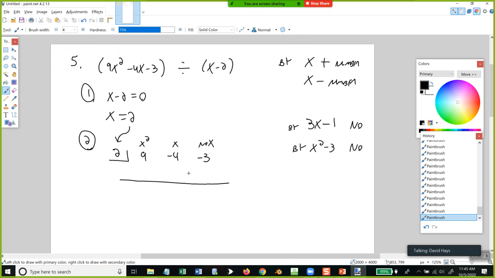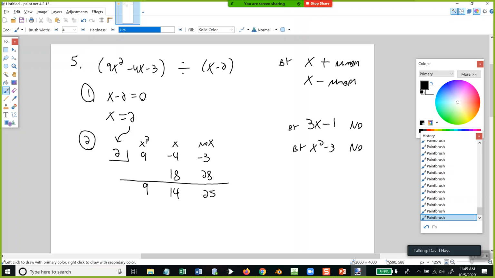Now we'll go through a series of adding, multiplying over and over until we're done. 9 plus nothing is 9. Multiply. You always multiply the number in the box by the number you just put down there. 2 times 9 is 18. Put that there. Add. -4 plus 18 is 14. Multiply. 2 times 14 is 28. And then add. -3 plus 28 is 25.